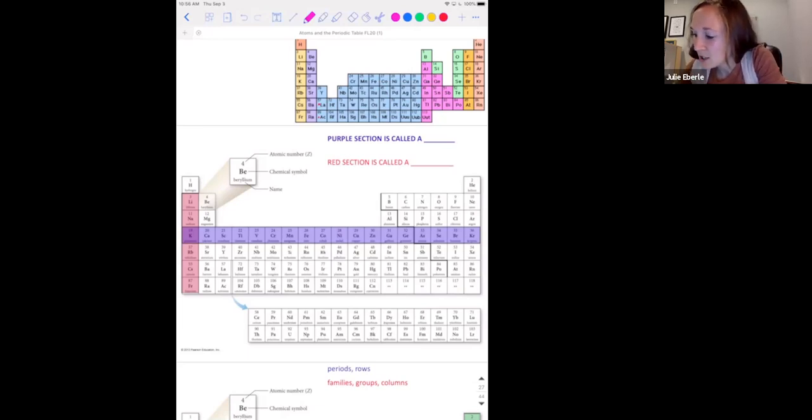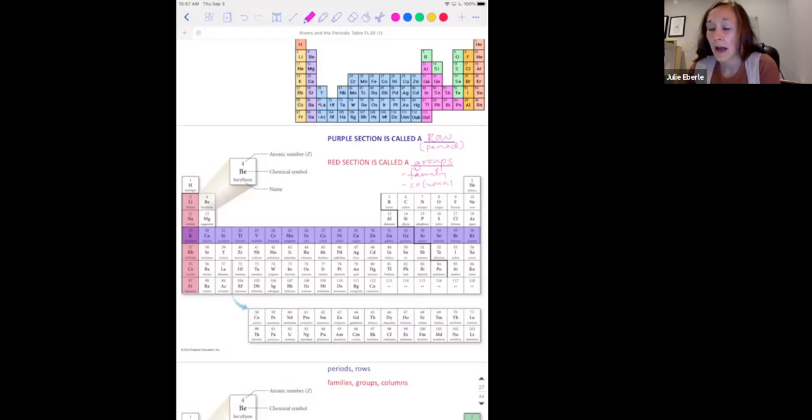All right, purple section is called a row, okay? So the horizontal sections are called a row, or they are sometimes called a period, but I'm going to call them rows, all right? So row 1, row 2, but they're also known as periods. The red section over here, the vertical section, I call them groups. They are also known as families or columns.